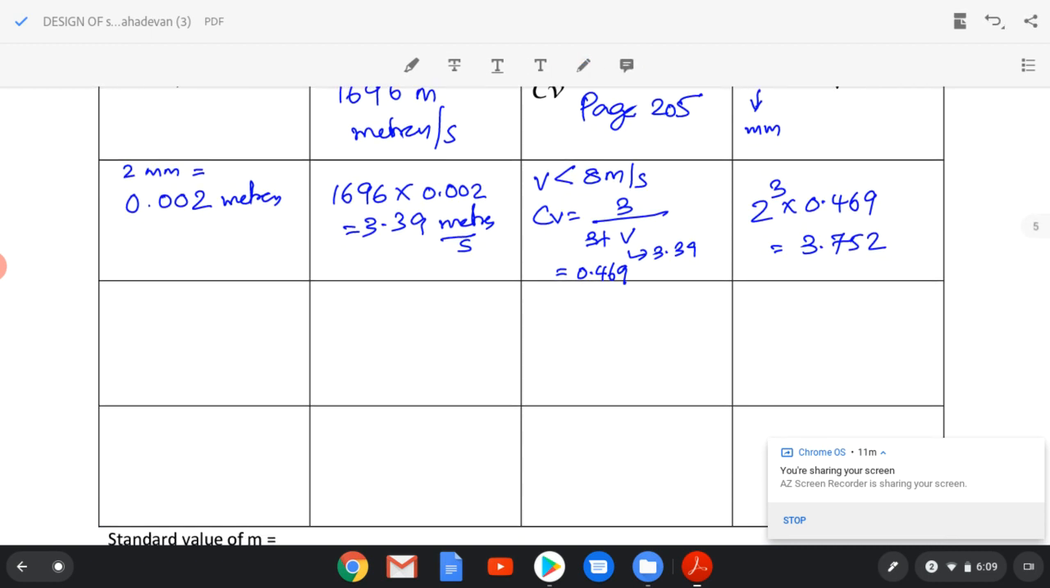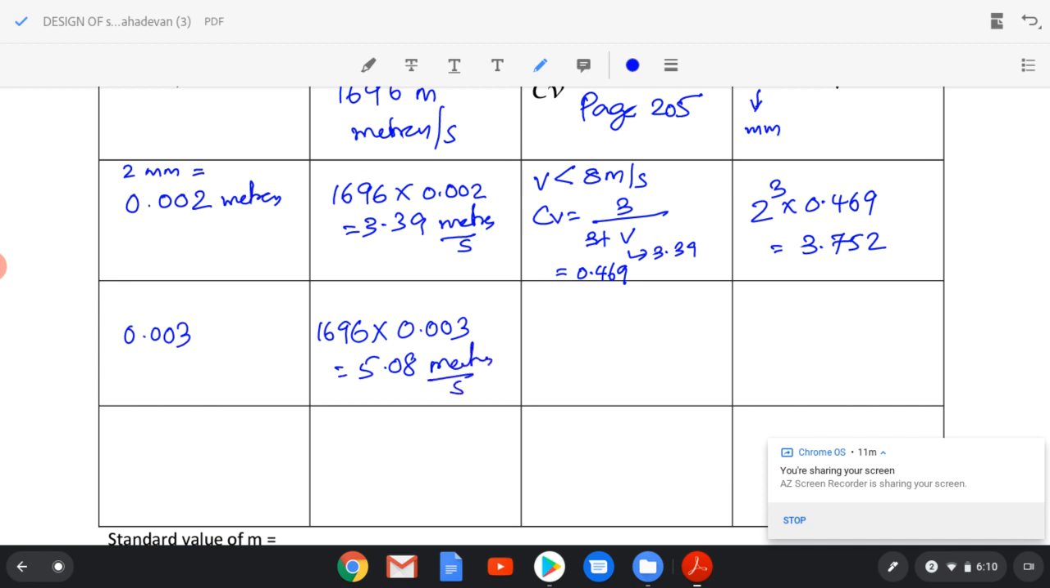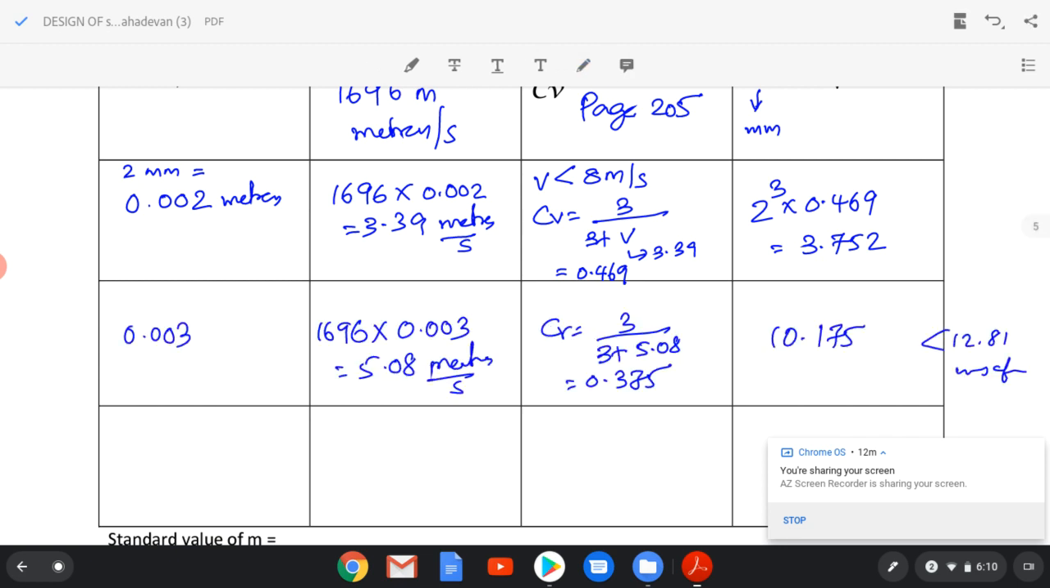So we go for a higher value. We select 3 mm, that is 0.003 meters. Now velocity will be 1696 into 0.003 equal to 5.08 meters per second. See, velocity is less than 8 meters per second, so we can use the same equation for Cv. Cv equal to 3 by 3 plus 5.08, that value is 0.375. And m cube Cv is only 10.175. So this is also less than 12.81. It is unsafe, so we have to go to a higher value.